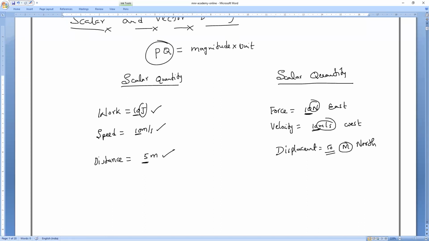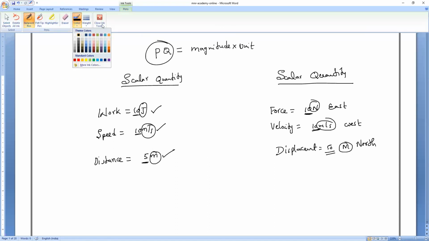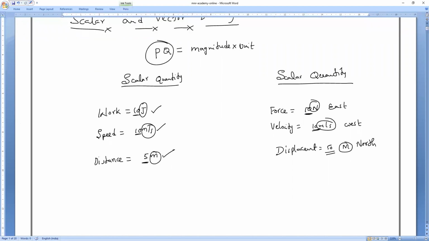But what is the difference between scalar and vector? You are seeing here, everybody: magnitude as well as direction. In vector quantities, along with the magnitude, it has a direction, a specific direction I am specifying. When I speak with a specific direction, that physical quantity is not a scalar quantity; it is called a vector quantity.